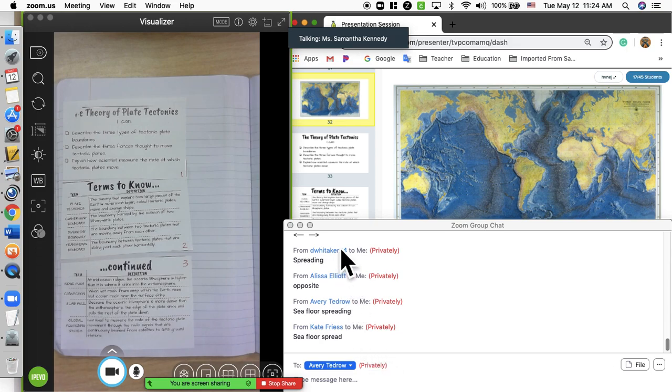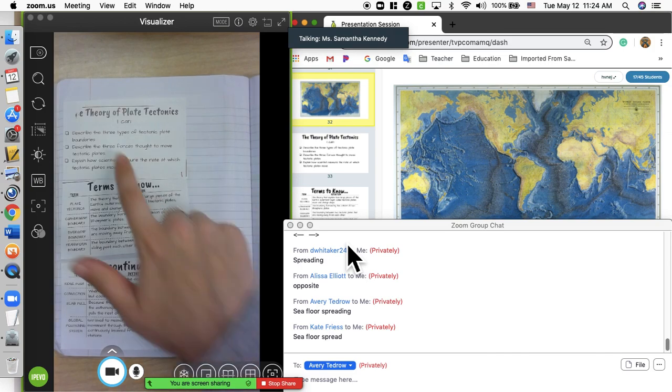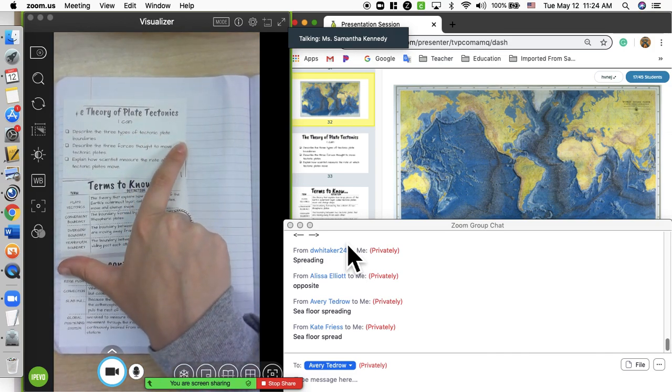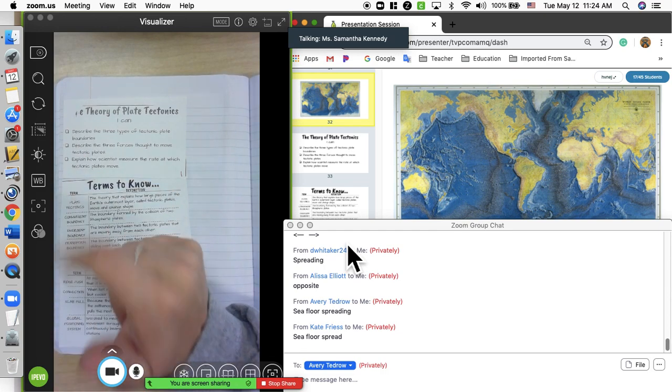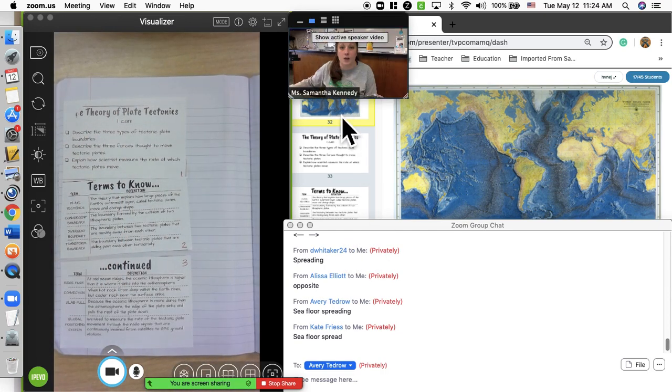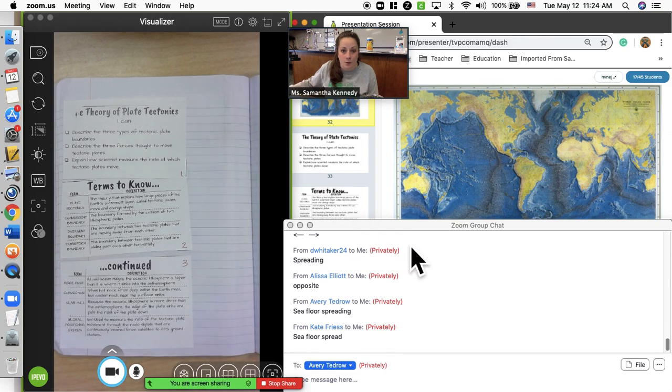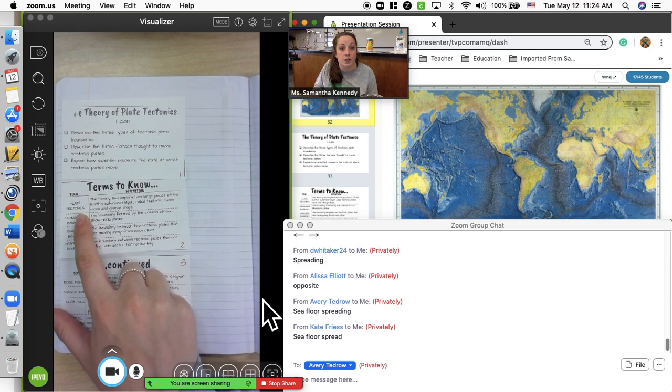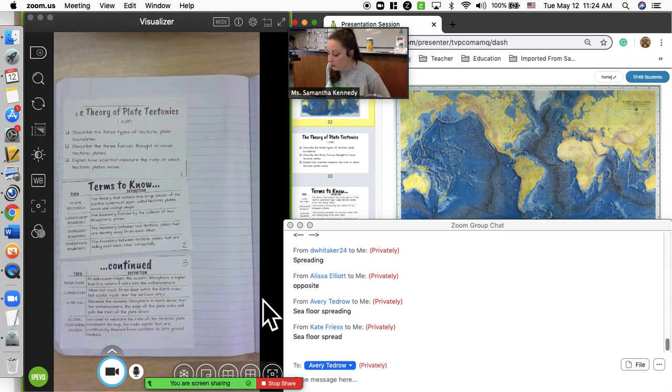So today we're going to talk about the three different boundary types, okay? How they move, what they're called, and what it creates. A lot about this is creation versus destruction, and we're going to talk about those different things. So we're going to talk about plate tectonics. If we look at our terms to know: the theory that explains how large pieces of the Earth's outermost layer, called tectonic plates, move and change shape.